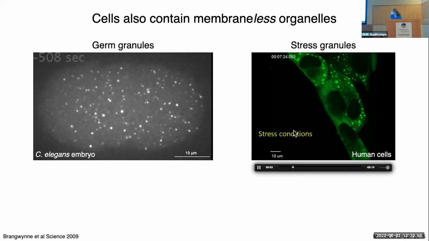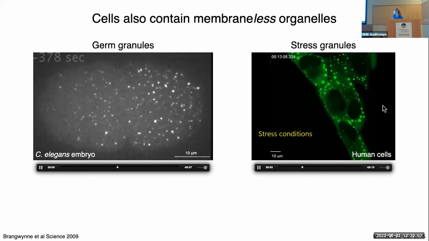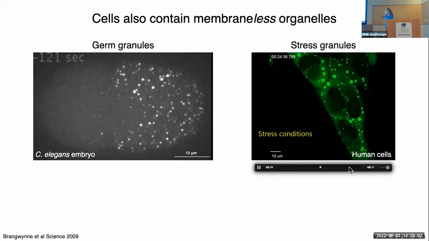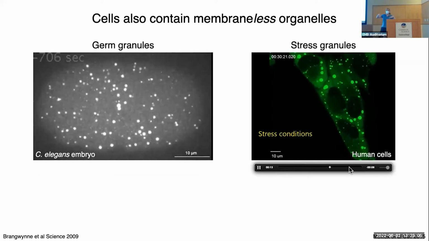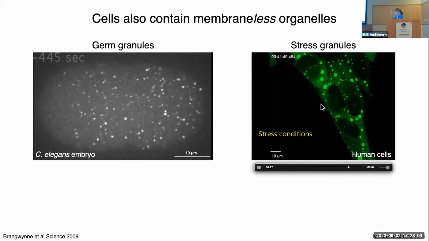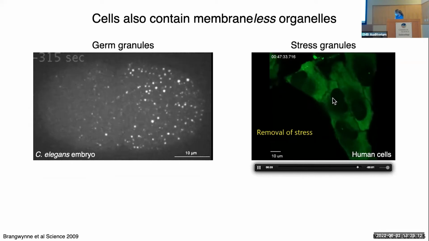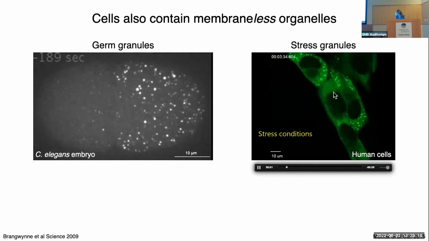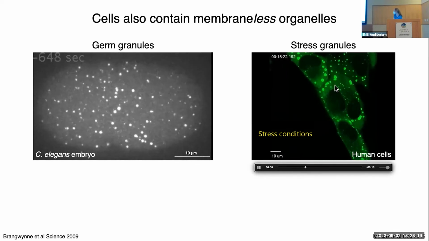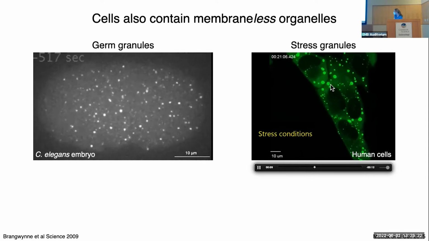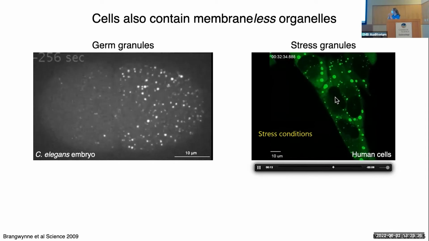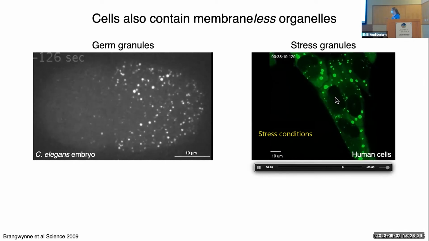And then they can respond to these developmental cues in the embryonic context, but they can also respond to environmental cues. So here you have human cells growing in culture, and they've thrown arsenite on the cells, and immediately, its protein starts out homogeneous, and then it nucleates, here we go, into spherical droplet-like things that can fuse together and round up. And it's reversible. So when the stress is removed, the proteins disperse back into the cytoplasm.